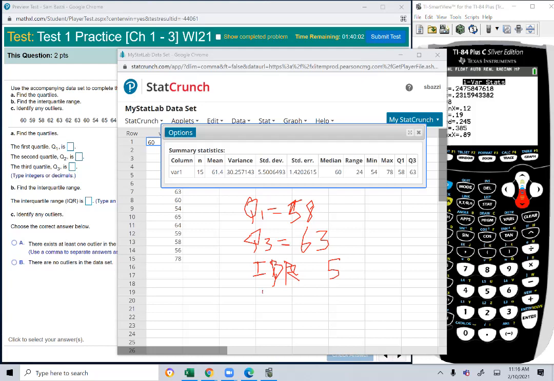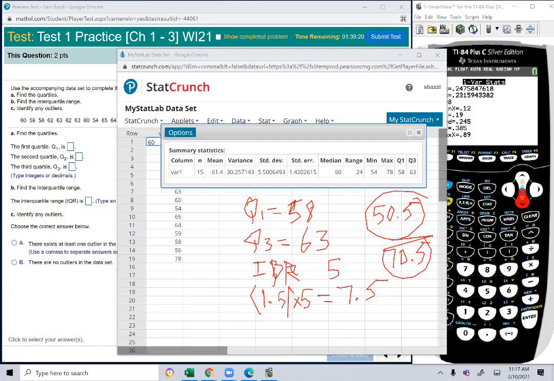Then you multiply by 1.5. So that's 1.5 times 5. That will give you 7.5, guys. Then you take Q1, which is 58, and subtract 7.5. What do you get? 50.5. Circle this number. Then you take Q3 and add 7.5. I have 70.5. And circle this number. Any number that is between 50.5 and 70.5 is not an outlier.